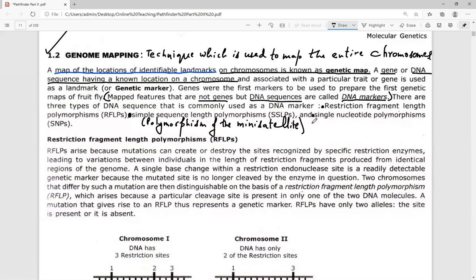And when you talk about the last one, single nucleotide polymorphism, this is a type of polymorphism that takes place due to a particular nucleotide variation. When a single nucleotide variation takes place, then it is referred to as single nucleotide polymorphism.